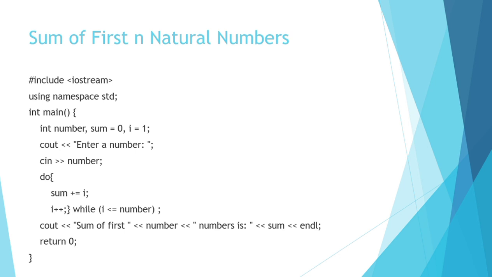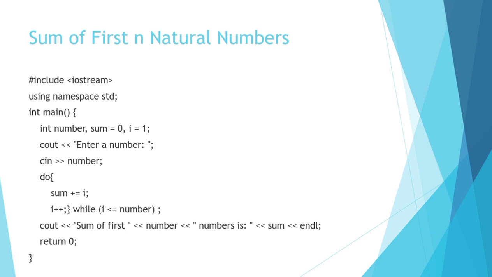Int sum = 0; declares an integer variable sum and initializes it to 0. This variable will hold the running total of the sum of numbers. Int i = 1; declares an integer variable i and initializes it to 1. This variable will be used as the loop counter to iterate through the numbers from 1 to number.